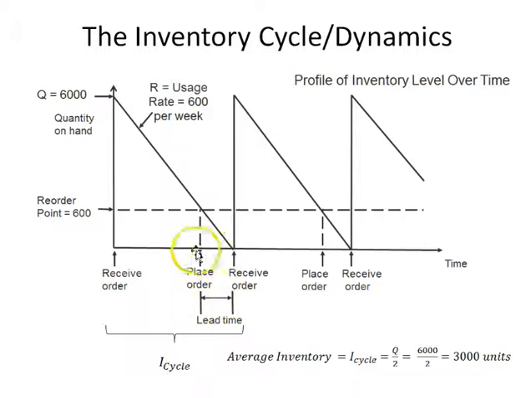So this is the lead time. We place an order at 600, and the cycle continues, and this repeatable pattern is our inventory cycle. From this point to that point is one inventory cycle. The average inventory is our starting inventory plus our ending inventory divided by 2, or Q over 2. With the current order size, 6,000 divided by 2, our average inventory is 3,000 units.